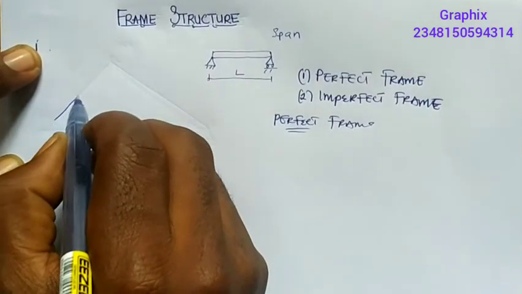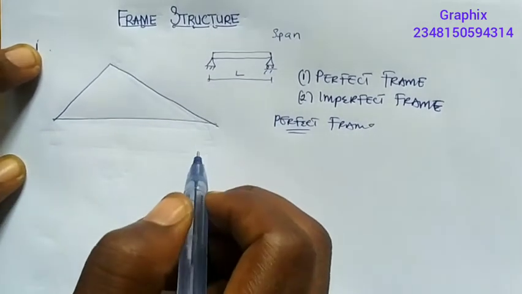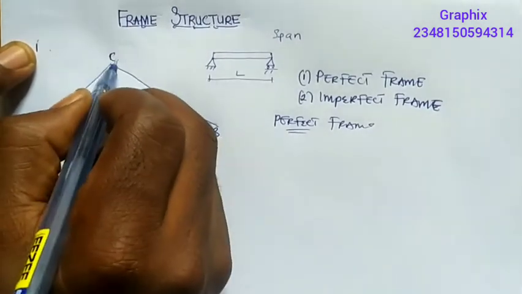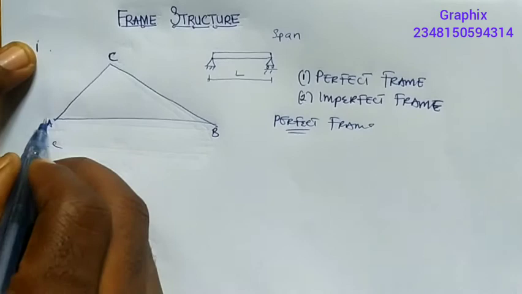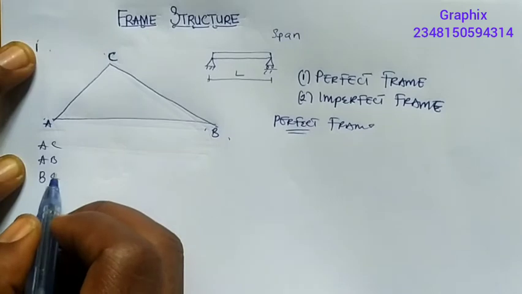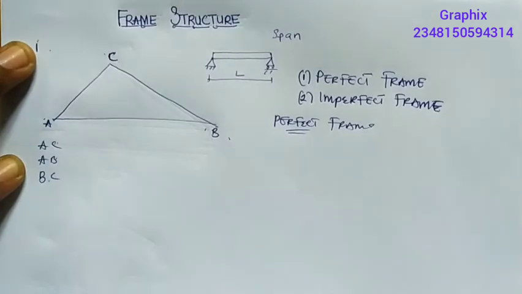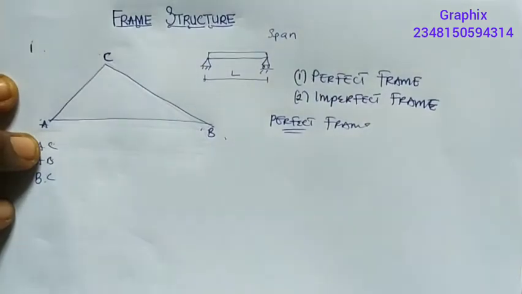If I have a triangle this way, and this is A, B and C. The member here, AC, is a member, A to B is another member, B to C is another member. So we have three members in this frame structure. Is that okay now? We should also know that another name for a perfect frame is an efficient frame, right?